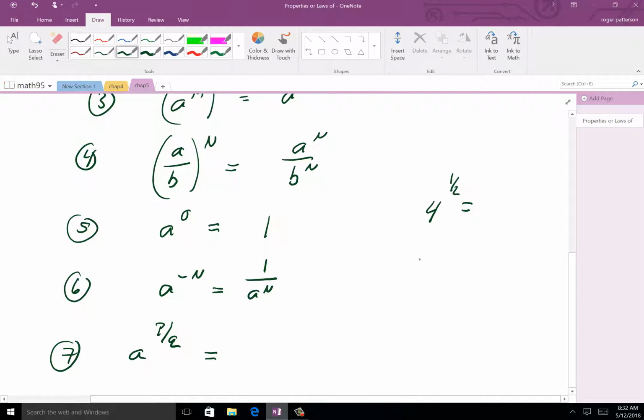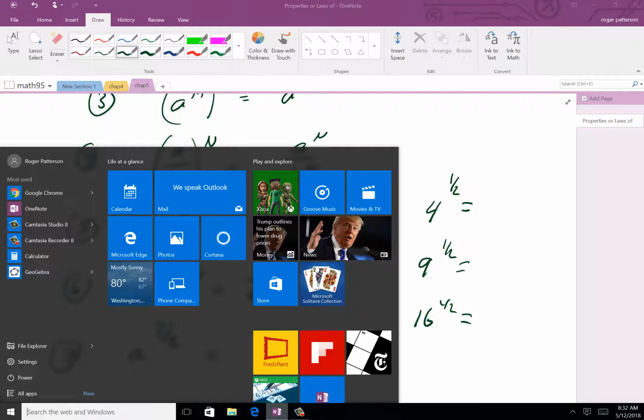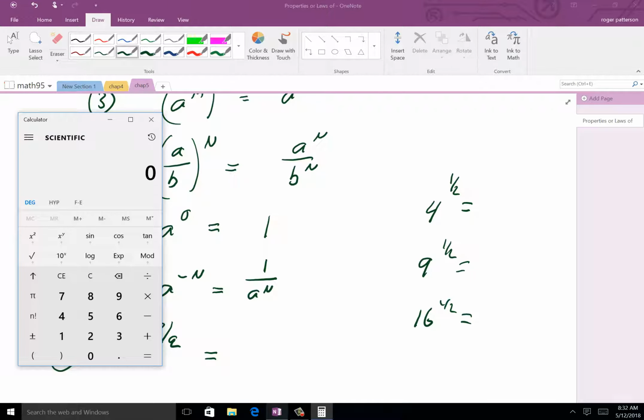Let's try 9 to the 1/2, and let's try 16 to the 1/2. So we're going to take our calculators, or you can use Desmos, whatever you want, and we're going to actually figure out what those are. All right, so here's how I'm going to do that. I'm going to take my calculator here, and I want to check to see if I have a fractional thing. I don't, so here's how I'm going to do this. I have to go 4, and I have an x to the y right here, so I'm going to push that, and it gives me a nice little caret thing. I don't know if you can see it.